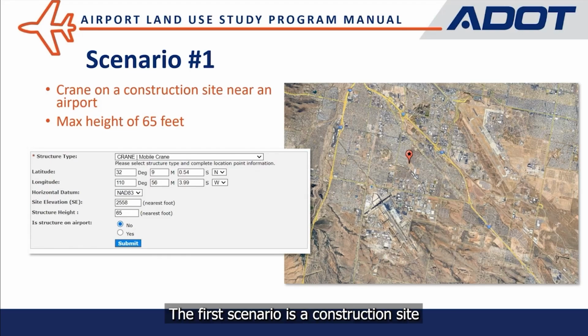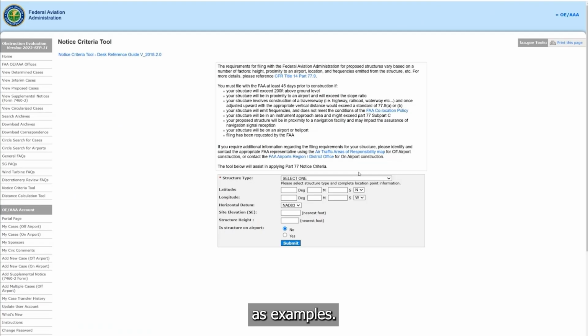The first scenario is a construction site where a crane will be used. The crane has a max height of 65 feet and the construction site is within the vicinity of the example airport as shown by the red pin on the map. While this scenario is for temporary use of construction equipment, the same steps apply if the user scenario included construction of a building or an antenna as examples.